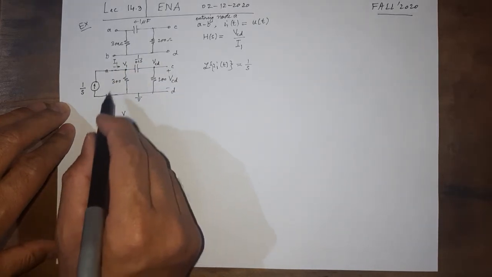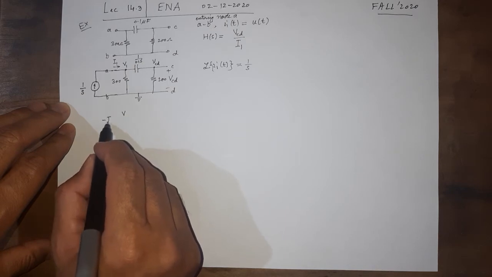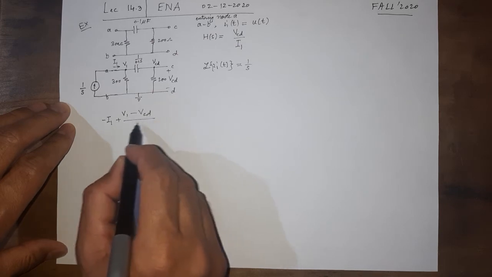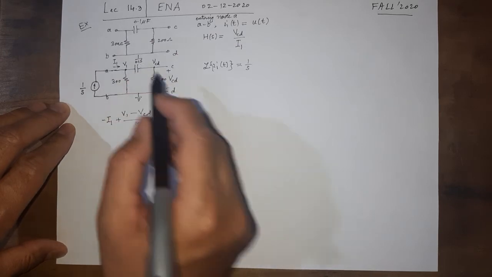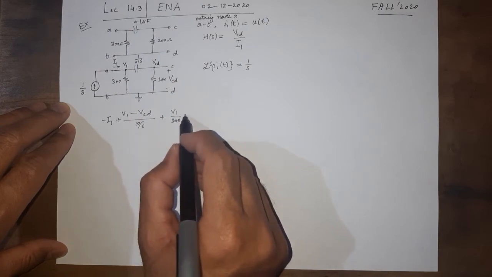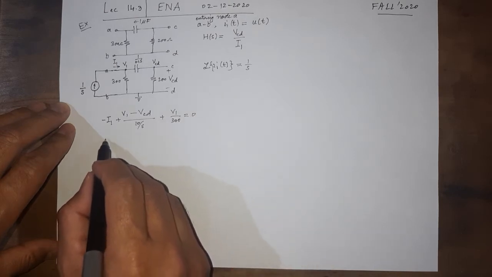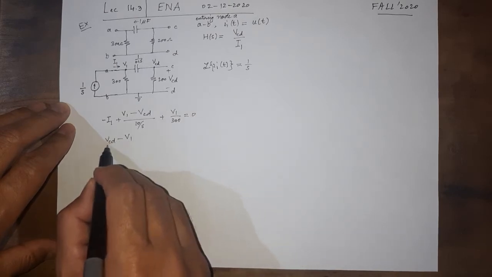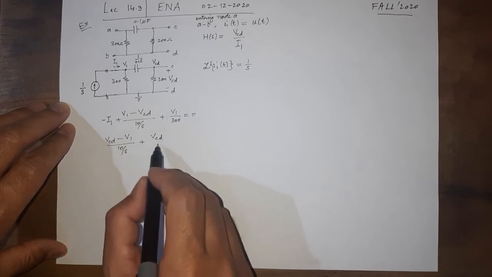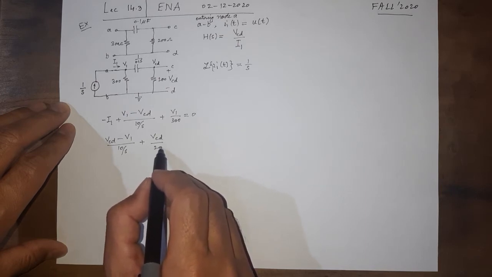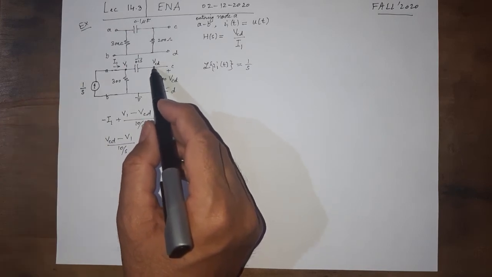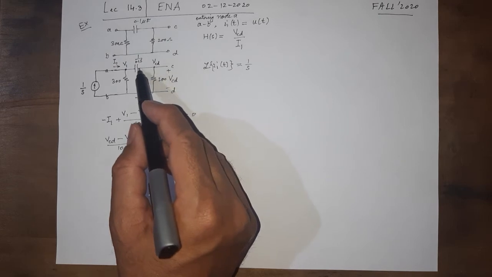Then at V1, this outward current is minus I1 plus (V1 minus VCD) over 10 over s, since 1 over 0.1 is 10, plus V1 over 300 is equal to 0, and (VCD minus V1) over 10 over s plus VCD over 200 is equal to 0. I have just kept this VCD, although this is not an essential node because no current is going here.